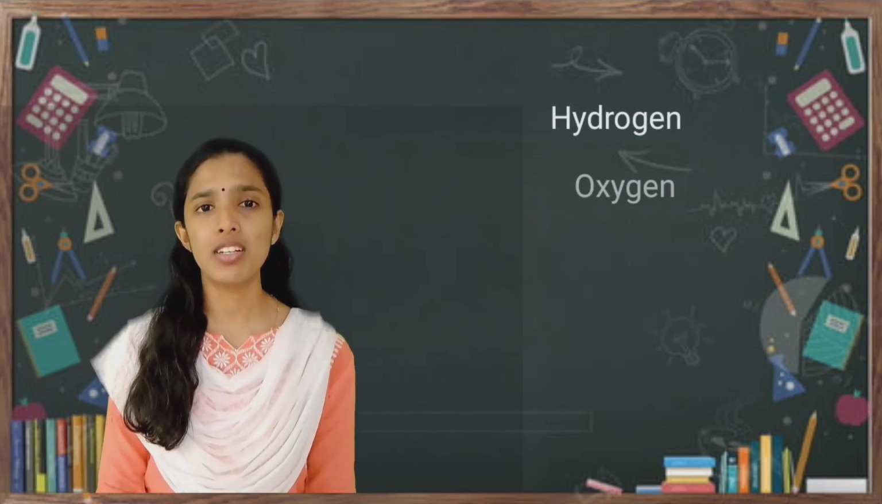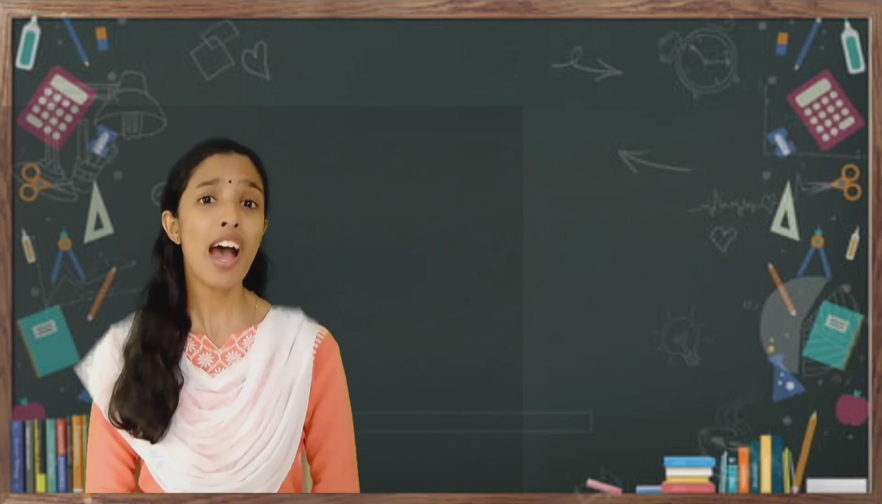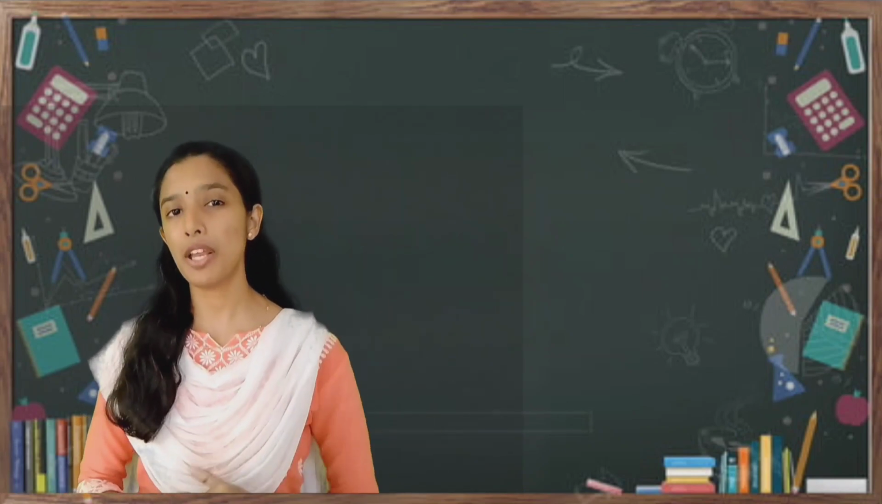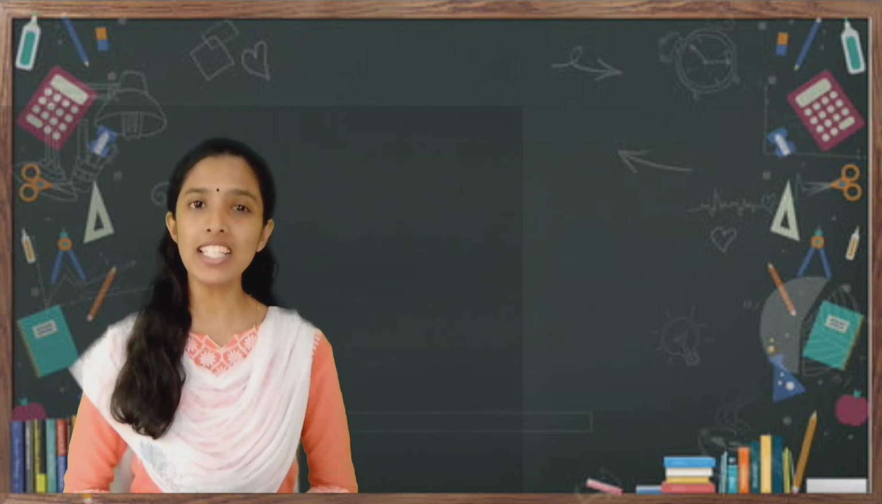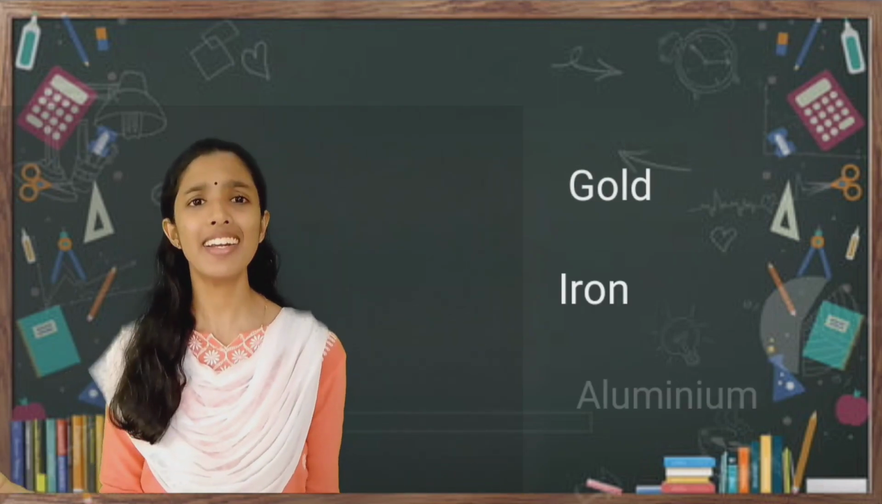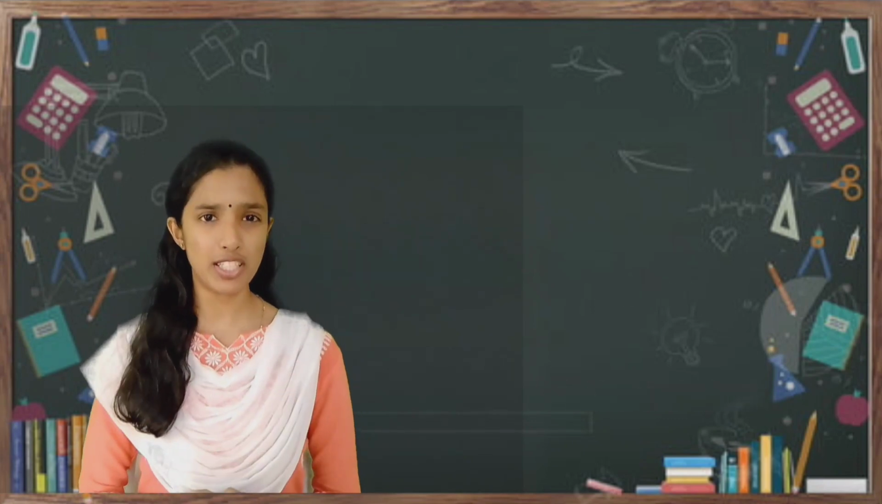Hydrogen, oxygen, aluminium, copper, gold. Yes, you have done a great work. They are all different elements in our periodic table. But let me ask you, can you tell the names of some metals in our periodic table? Gold, iron, aluminium. Yes, there's a long list of metals in our periodic table.